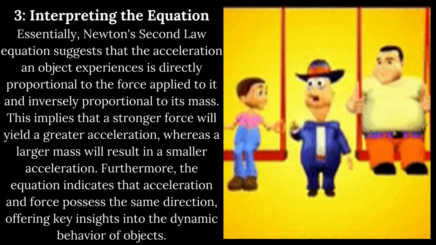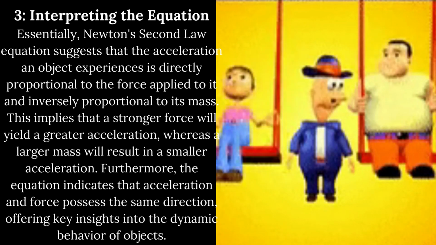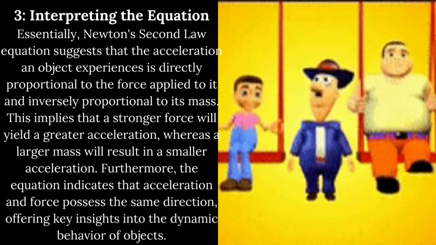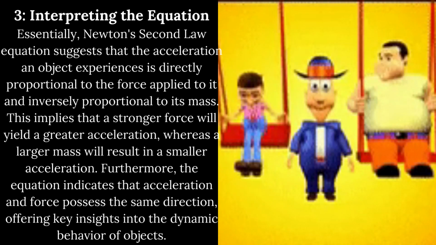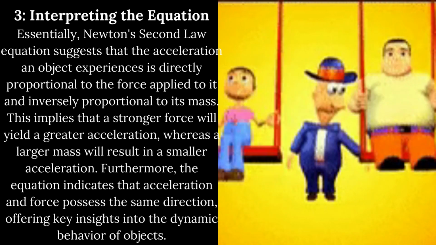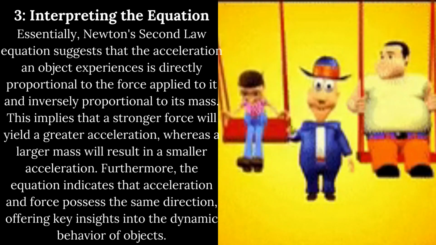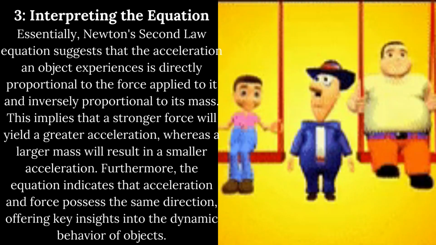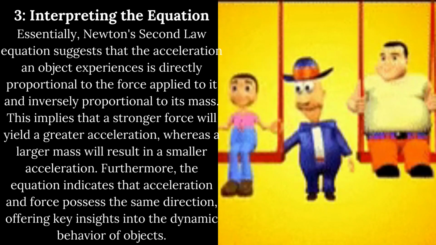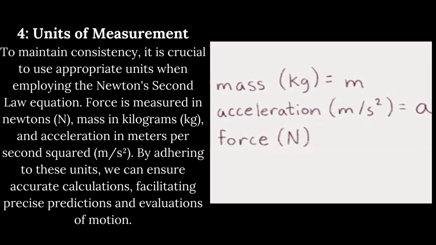3. Interpreting the equation. Essentially, Newton's second law equation suggests that the acceleration an object experiences is directly proportional to the force applied to it and inversely proportional to its mass. This implies that a stronger force will yield a greater acceleration, whereas a larger mass will result in a smaller acceleration. Furthermore, the equation indicates that acceleration and force possess the same direction, offering key insights into the dynamic behavior of objects.